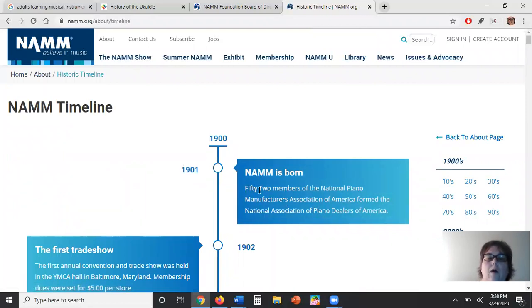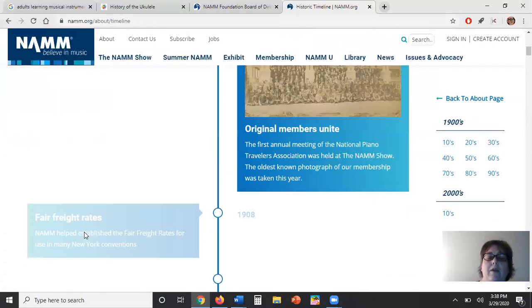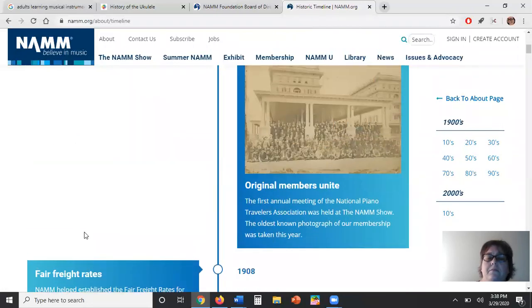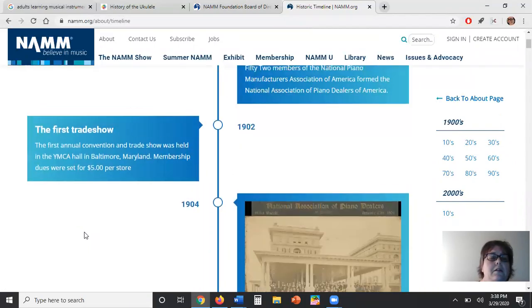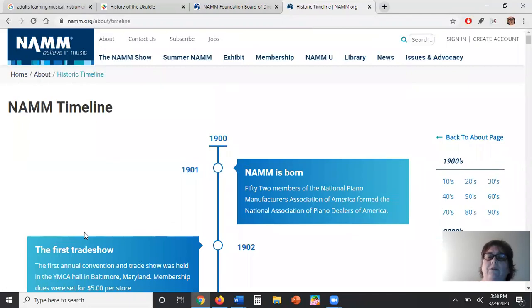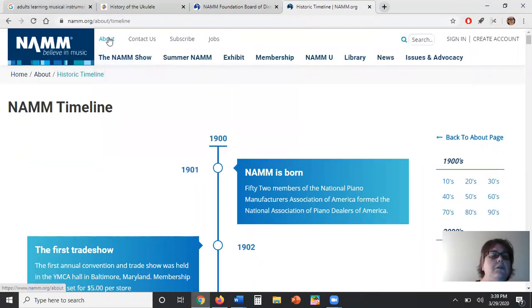In 1901, 52 members of the National Piano Manufacturers Association of America formed the National Association for Piano Dealers of America, a trade show. I wish I knew what it stands for. This is frustrating. About.